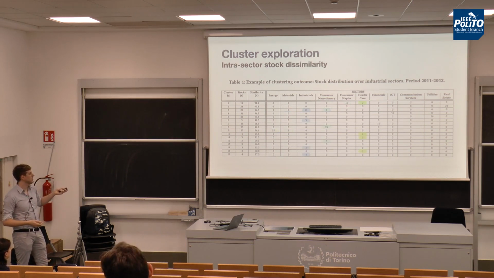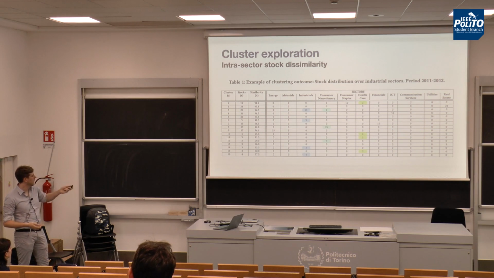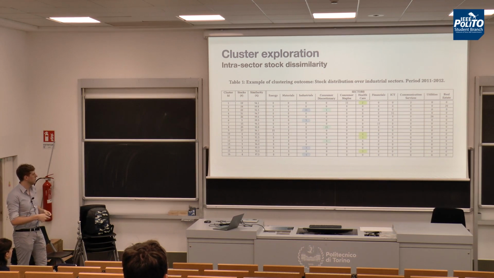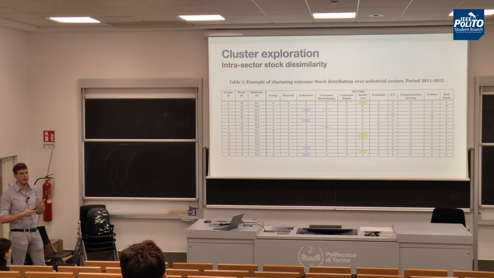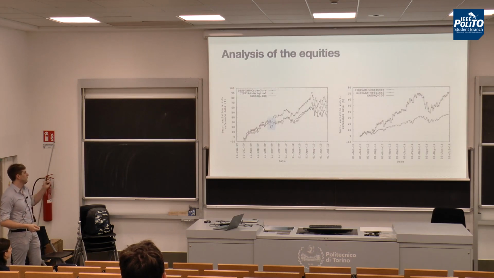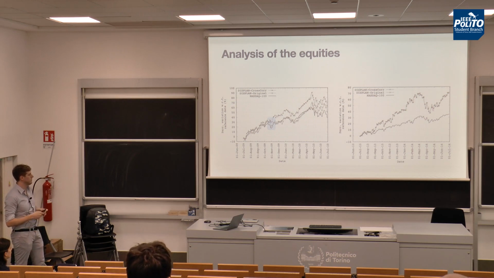For intrasector stock dissimilarity, instead, we can see, for example, that the industrial sector is divided into a lot of different clusters. Looking into that, you can see that these three and these four all belong to different subsectors. So we can see that the clusters also find other kinds of information that the sectors do not provide, and you need some finer taxonomies to see that.